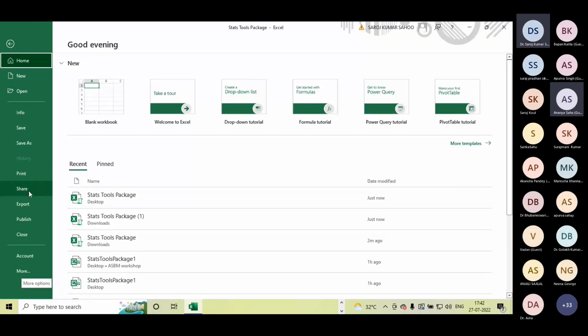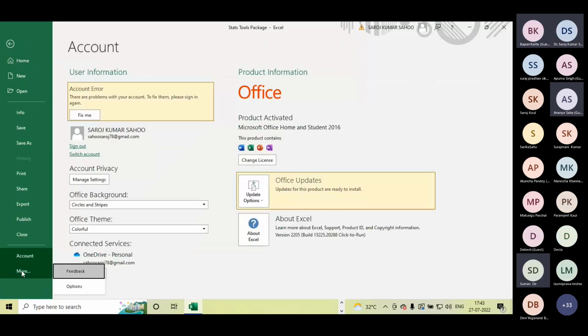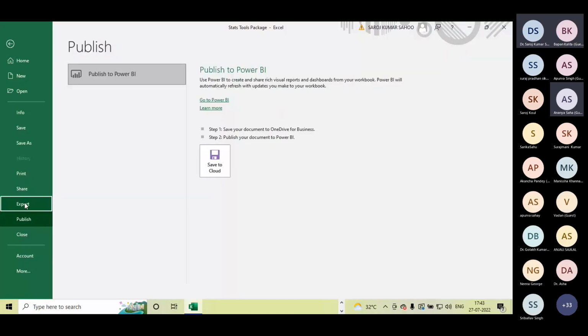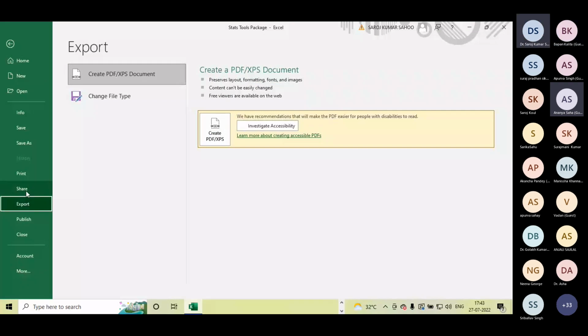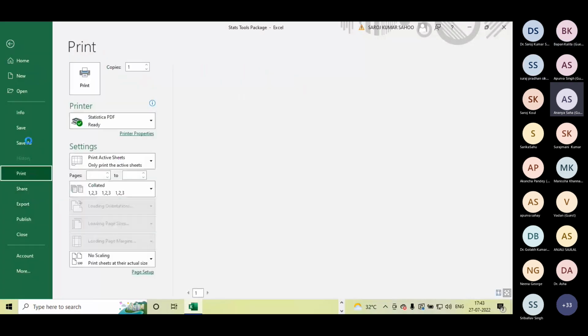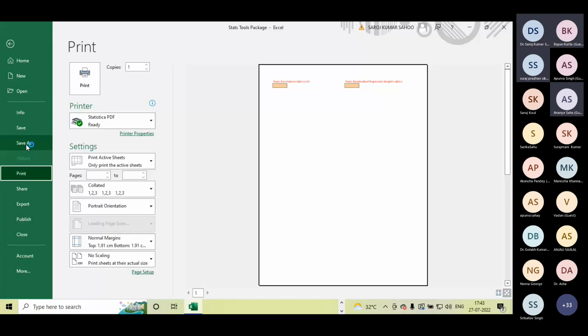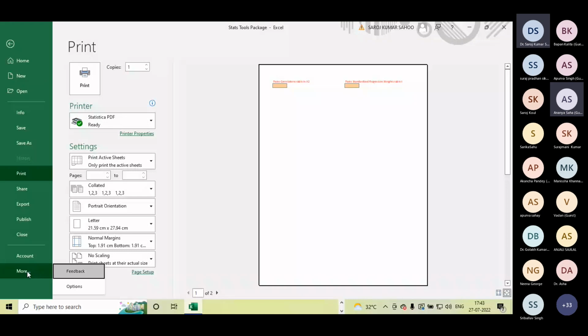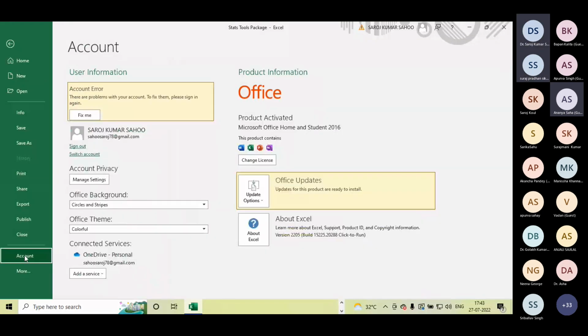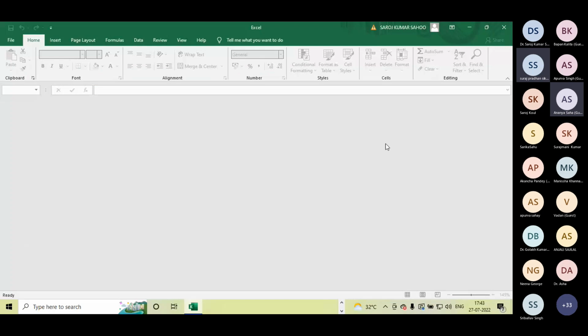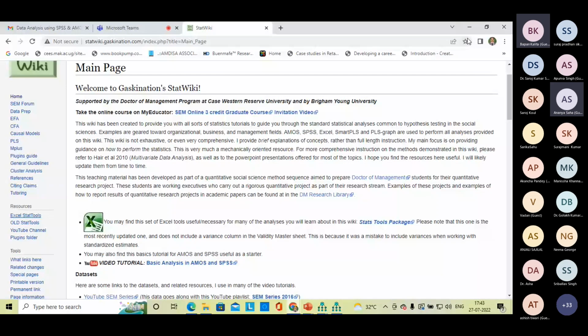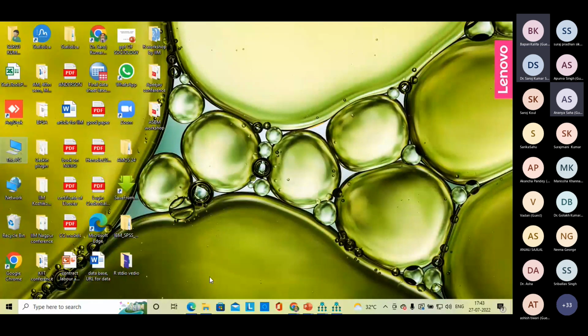Export, share, export, print, save, open, account, publish, export, share, save. Where is it? There is an option macro, so you have to enable it. Anyway, I should not lose the time anymore.